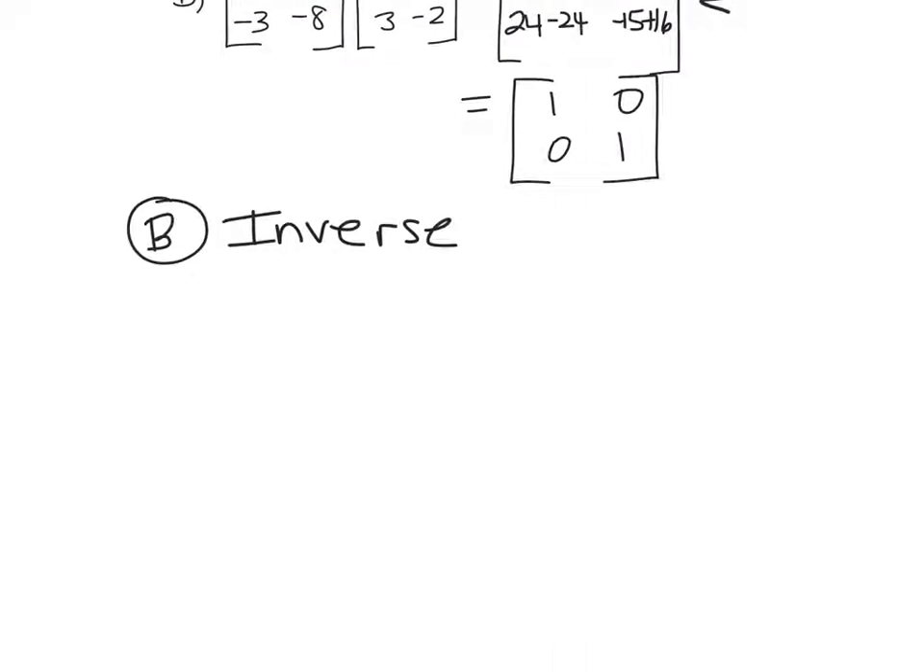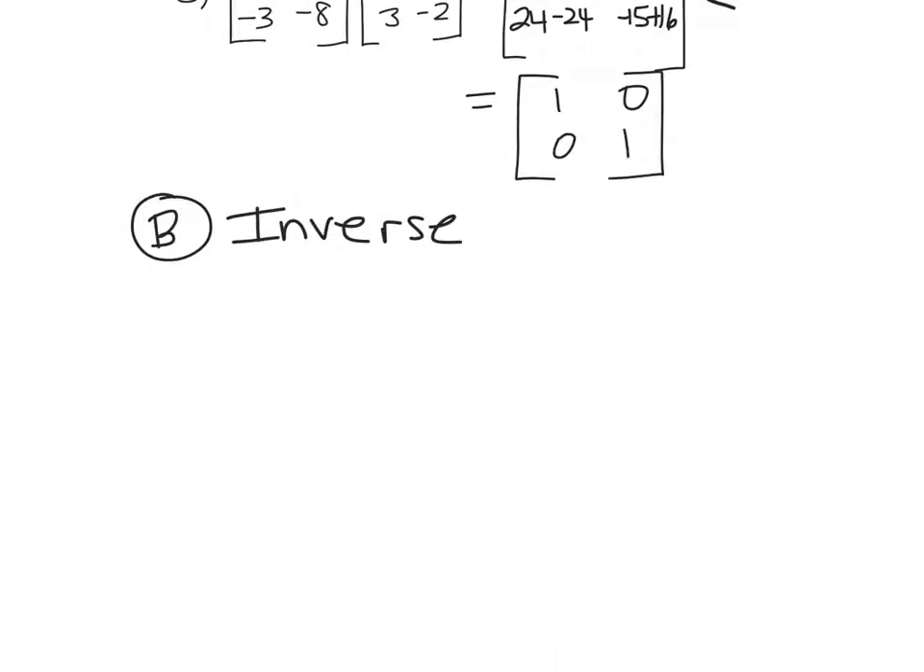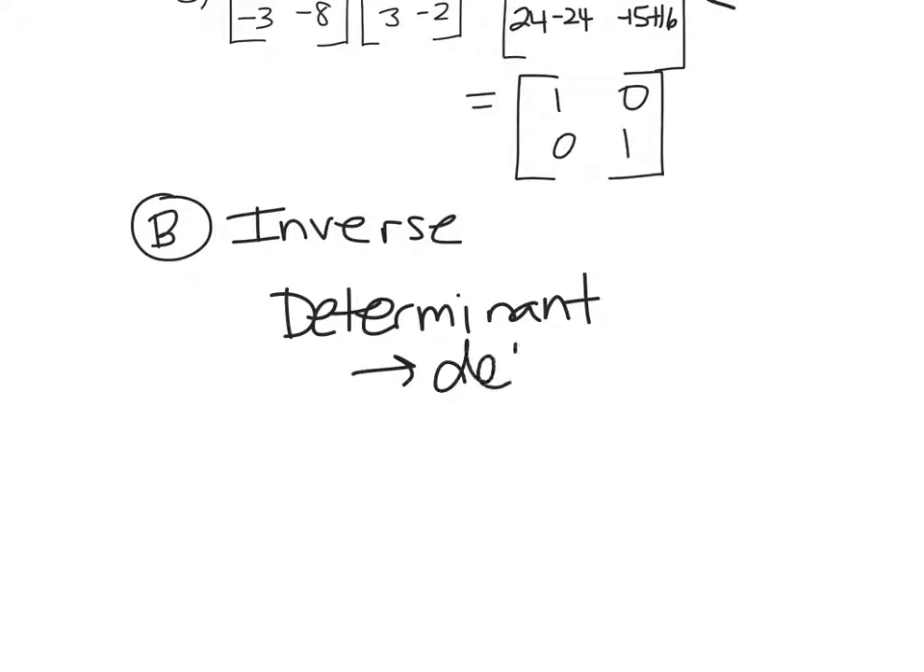All right, now we're gonna talk about the inverse of a matrix, okay? So here we go. We're gonna first find the first part of an inverse, and we're gonna find something called the determinant. Now, a determinant of a matrix, basically it determines, right? Determinant determines if the matrix has an inverse.